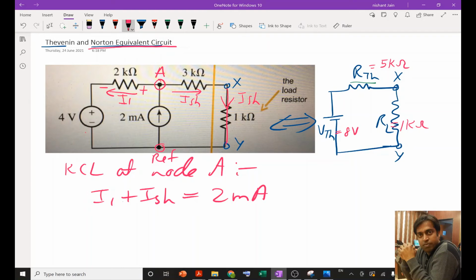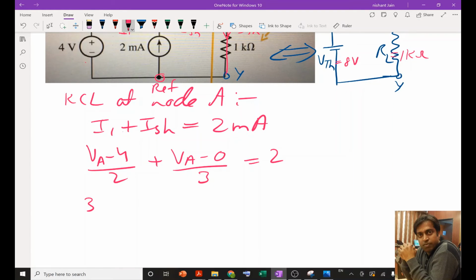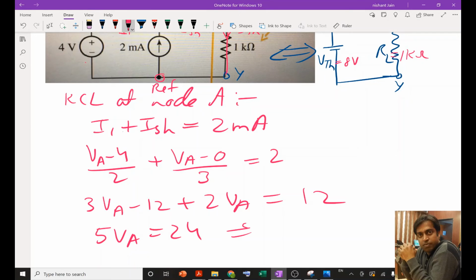So writing the expression for I1, I will get (VA minus 4) upon 2 plus (VA minus 0) upon 3 is equal to 2 milliampere. So solving for VA, I will get 3 VA minus 12 plus 2 VA equals 12. So 5 VA is equal to 24, and hence VA is equal to 24 upon 5, which is nothing but 4.8 volt. So I get VA equals 4.8 volt.